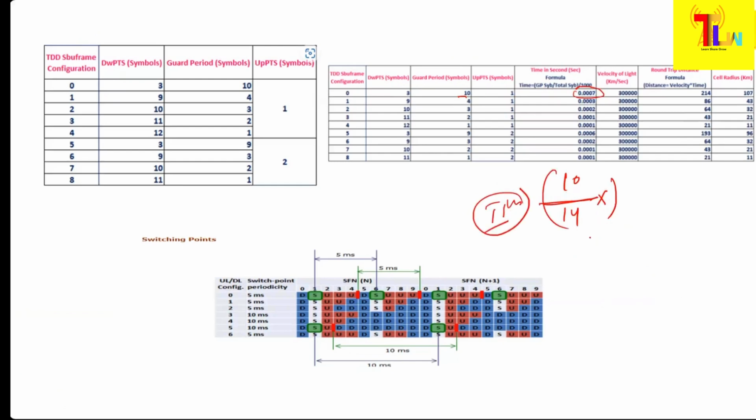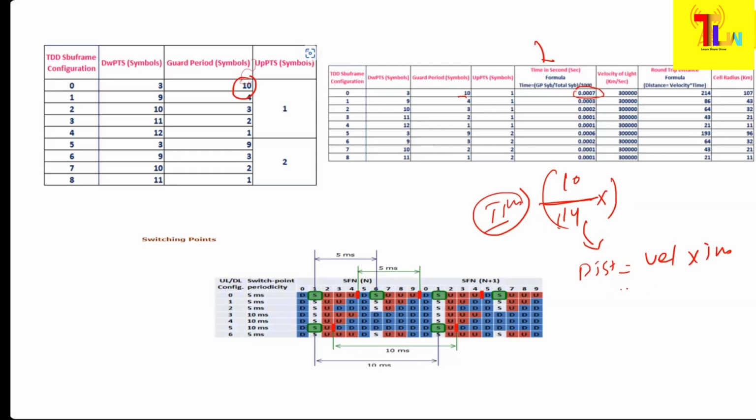From this time, we can calculate how much distance the signal is coming from to accommodate this. So we know distance is equal to velocity into time, and we already have the time. See what we have done: we have a symbol, then from the symbol we calculated how much time this guard period is taking, then from this time we are calculating the distance.